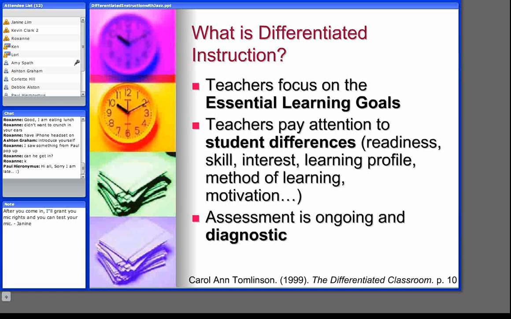So at the basic, the idea is the teachers focus in, okay, what are the essential learning goals? What is it that everybody has to learn? And then they pay attention to student differences. These are all ways that students, including the teachers that come to our workshops, differ. And then assessment is going on all the time, and it's diagnostic to figure out, okay, how are they doing, what do they need, and so on.